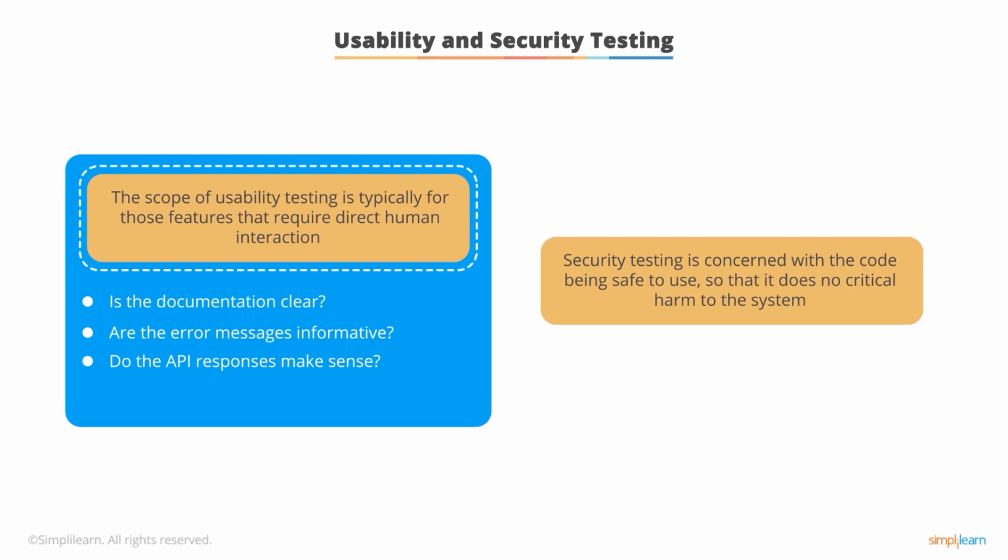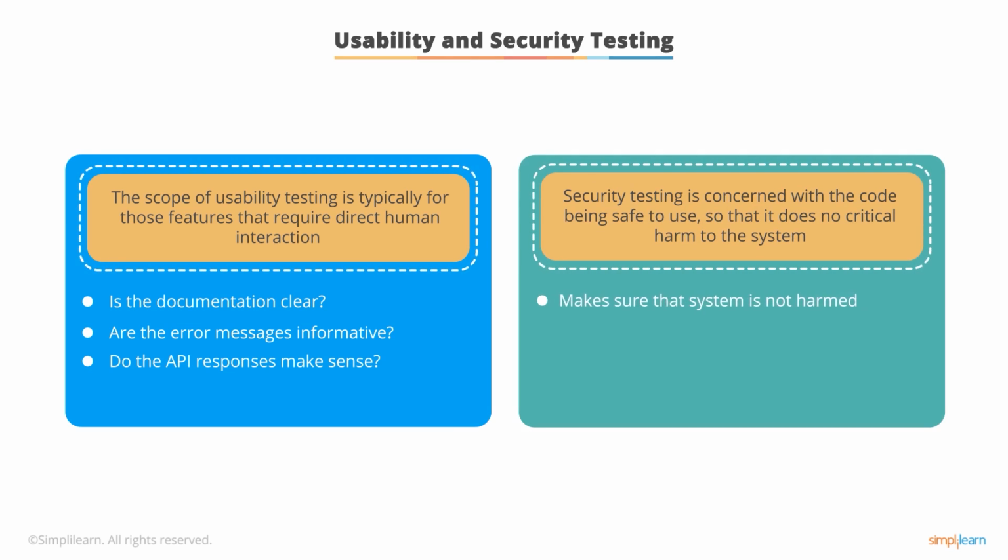Security testing is concerned that the code is safe to use and that it does not cause critical harm to the system when running. This means that it's not taking on permissions beyond the scope that's needed. It means that the code is not behaving like a bad actor. Also, security testing is about making sure that bad actors cannot get to the overall system and do harm.